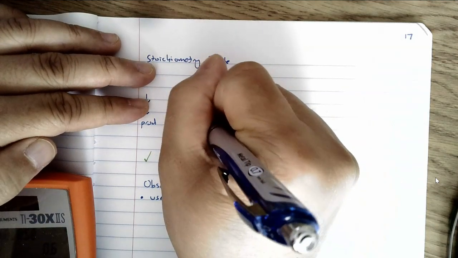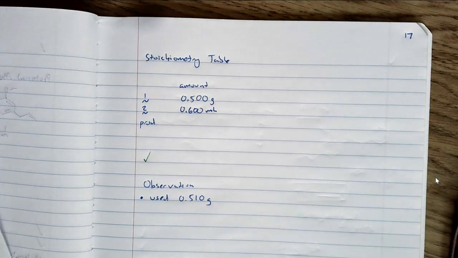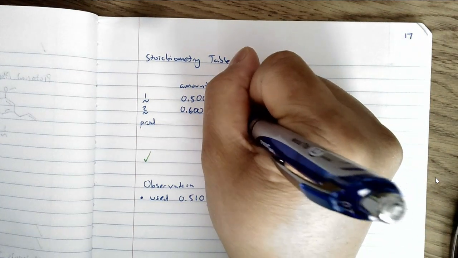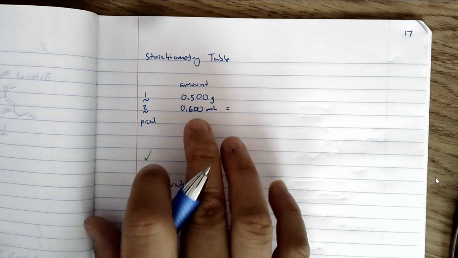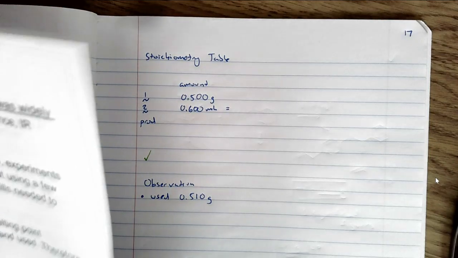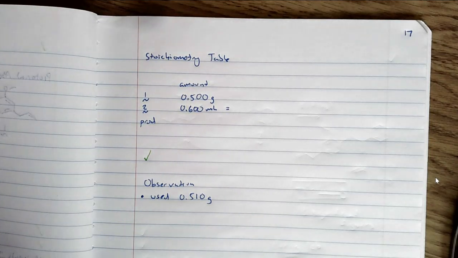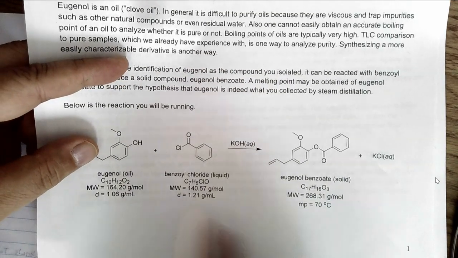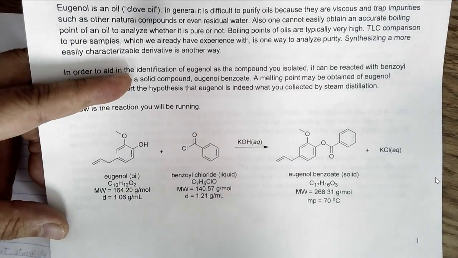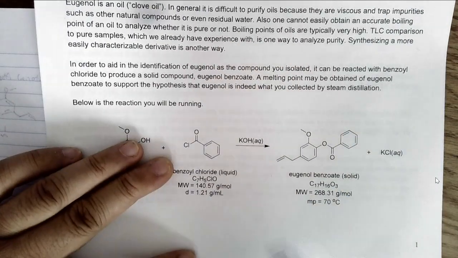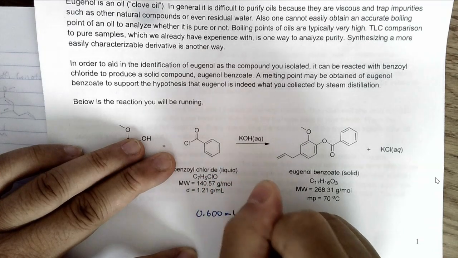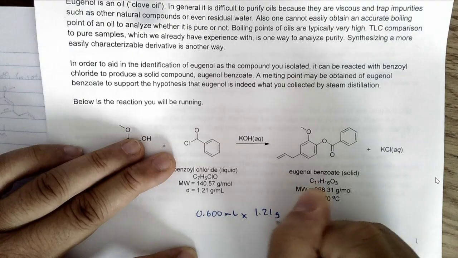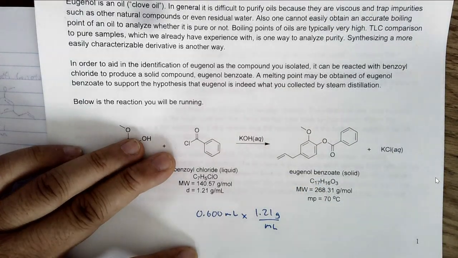0.6. So I'm going to put here 0.600 milliliters. But I want to convert that into grams because I want to convert the grams into moles eventually. So we need the density. The density is, I have it listed, but you may have to Google it, 1.21 grams per milliliter. So look at this calculation: 0.600 milliliters times 1.21 grams per milliliter, and you cancel out the milliliters.